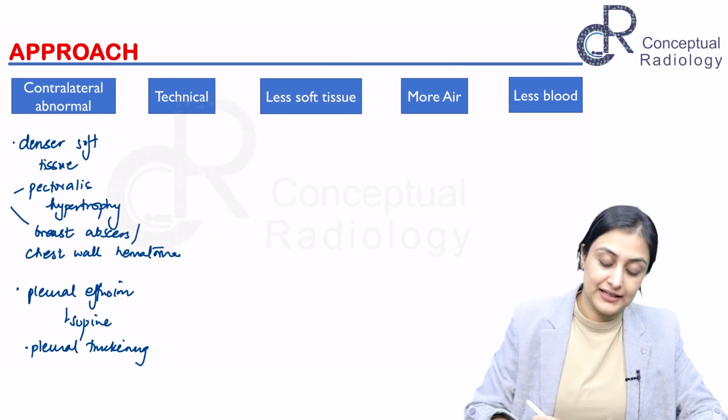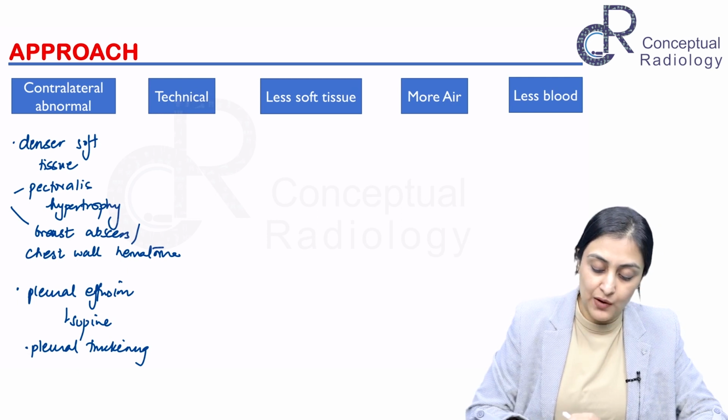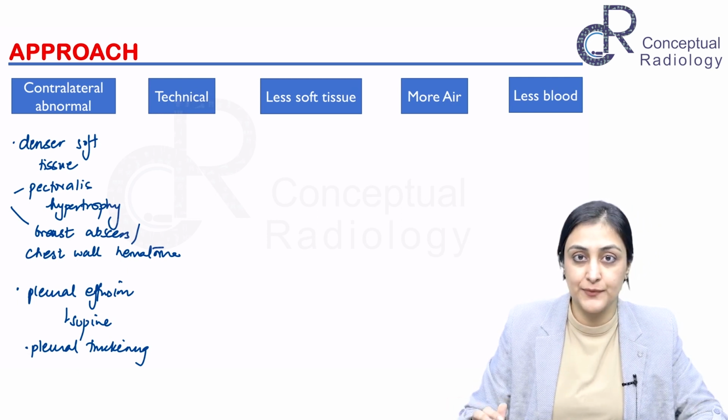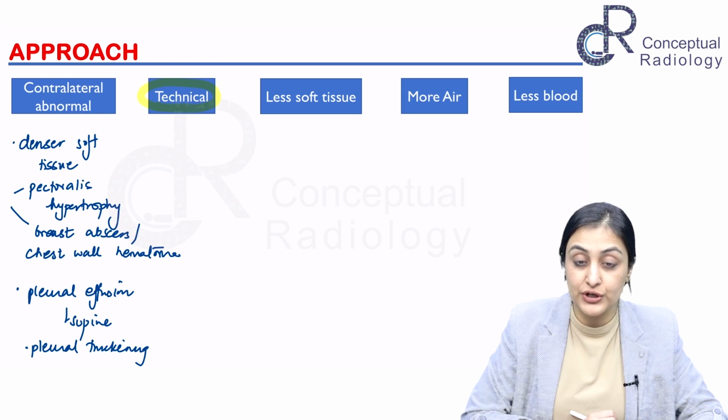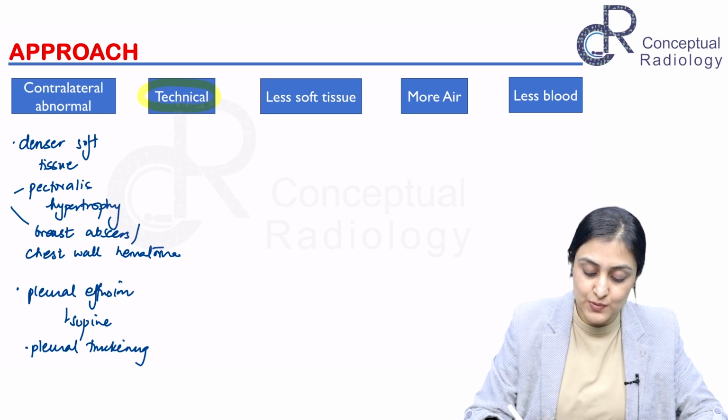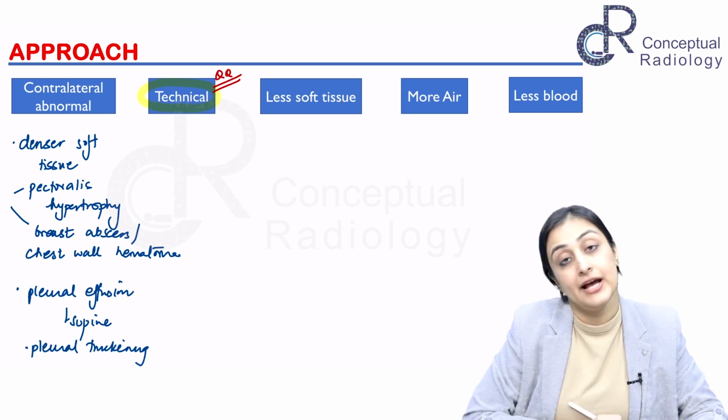Then we talk about the technical parameters. So now we are into the zone of ipsilateral abnormality. So now we are first talking about the technical parameters. This is where most of the questions will get asked from.